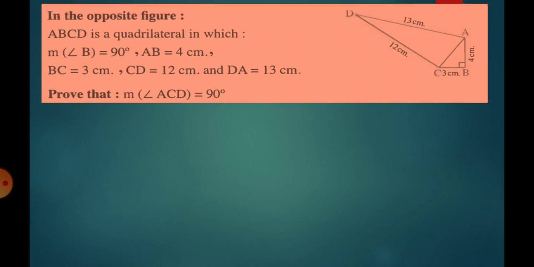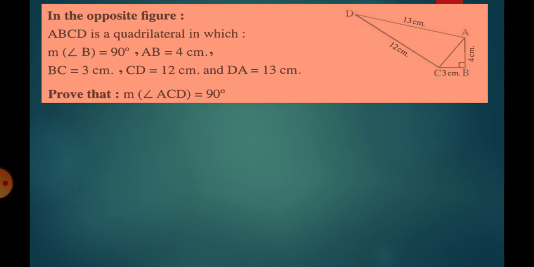For example, ABC is a right-angled triangle at B, the length of AB is 4, the length of BC is 3, the length of CD is 12, the length of AD is 13. Number 1, prove that the measure of angle ACD equals 90 degrees. To prove that the measure of the angle equals 90 degrees, we must find the lengths of the three sides in the triangle. In the triangle ACD, we know only two sides.